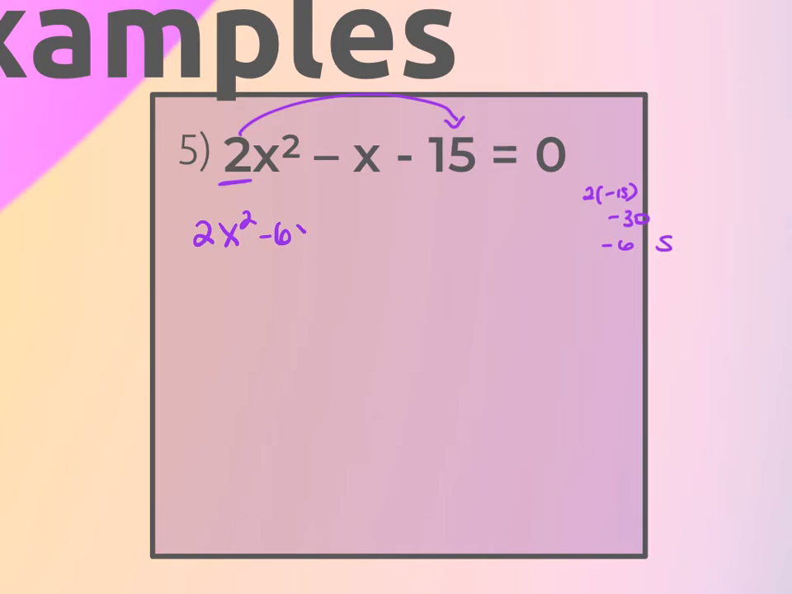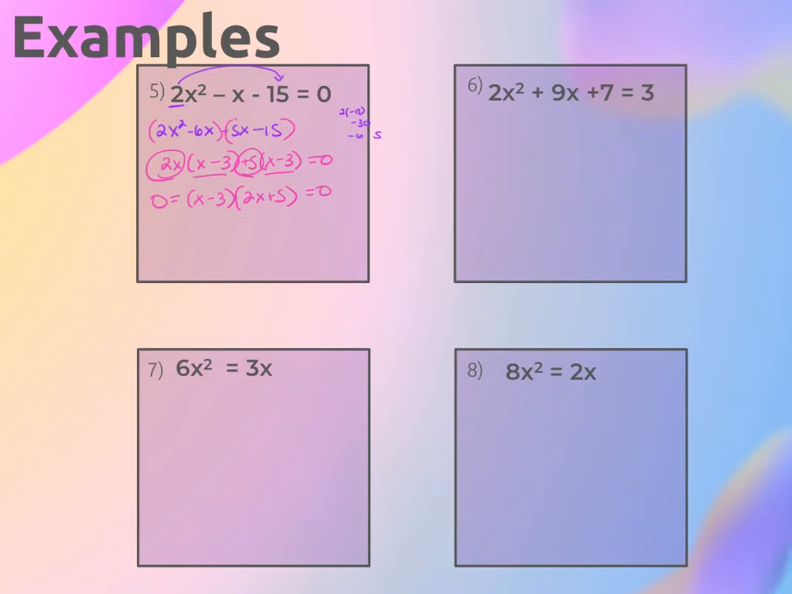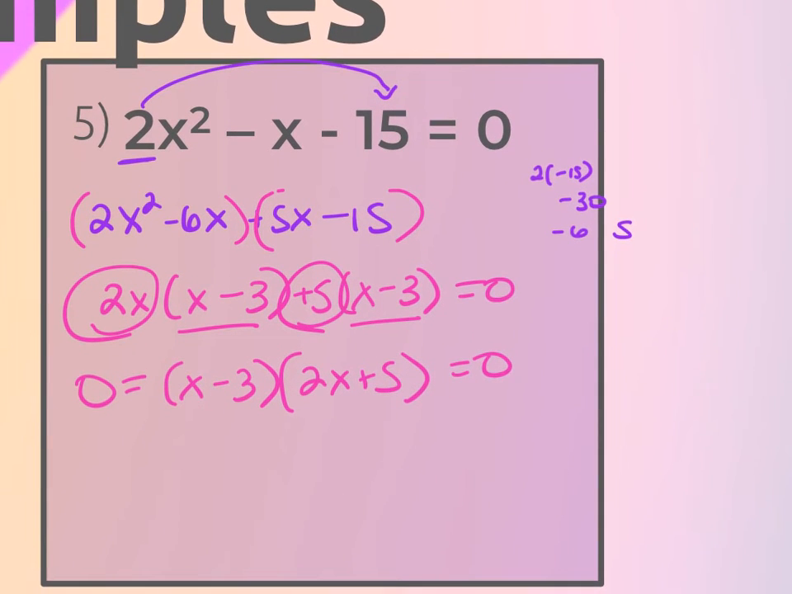Substitute those in for the middle term and then factor by grouping. From the first set of parentheses, I can take out a 2x. Second set of parentheses, I can take out a positive 5. X minus 3 is in common, so I take that out, group together the 2x plus 5. Set each of those equal to 0. I get x equals 3 here. 2x would equal negative 5. And x would equal negative 5 halves.